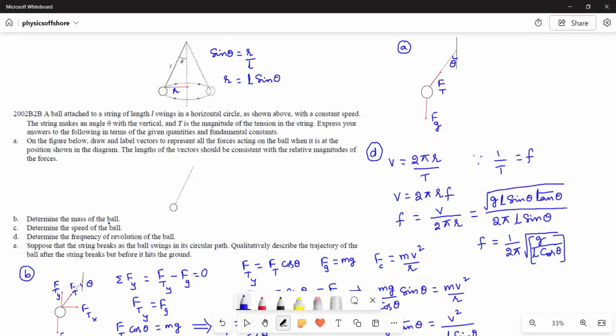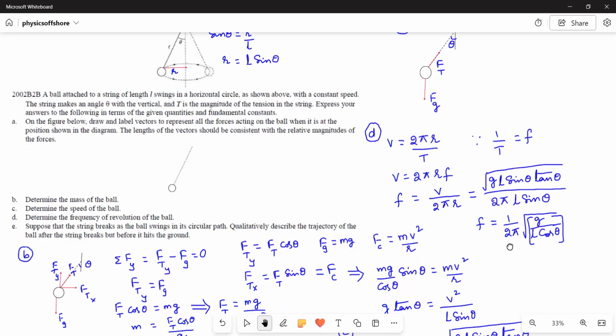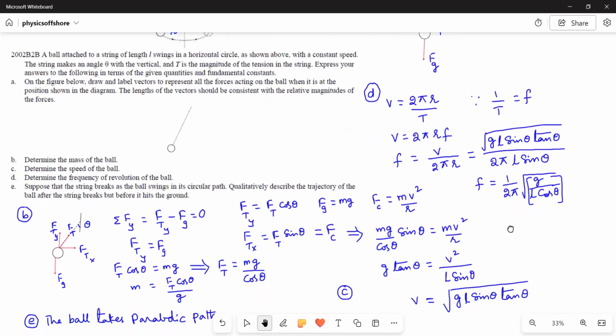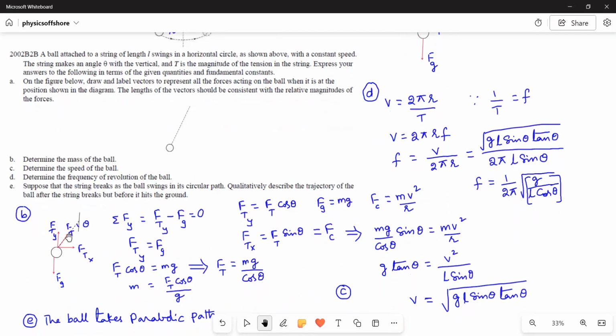Next bit, determine the mass of the ball. To determine the mass of the ball, we have to resolve the forces into components. See here, F tension is acting upwards and with an angle theta. The ball is hanging from the stand with an angle theta. Therefore, the tension is making an angle theta. Now I have to resolve the force into components. So X component is Ftx and Y component is Fty. From the geometry of the figure, we can find Ftx and Fty.